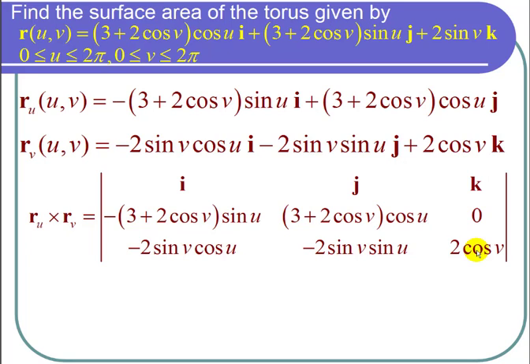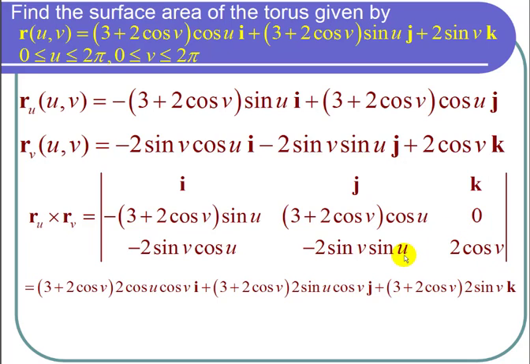So we take this cross product. For the i component, we multiply 3 plus 2 cosine v times cosine u by 2 cosine v, and then subtract 0. And that's just (3 plus 2 cosine v) times 2 cosine u cosine v, and then times i. For the j component, I subtract. Then I have a negative, so minus a minus is a plus. And then (3 plus 2 cosine v) sine of u times 2 cosine v, and then minus 0.